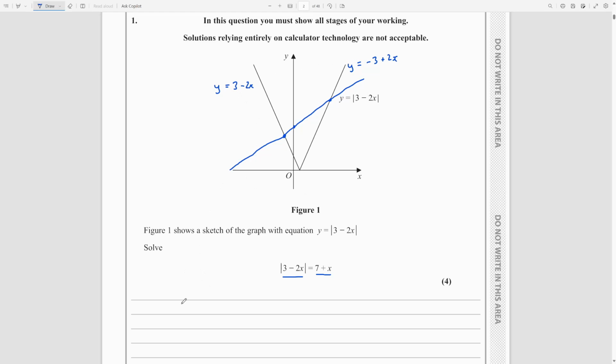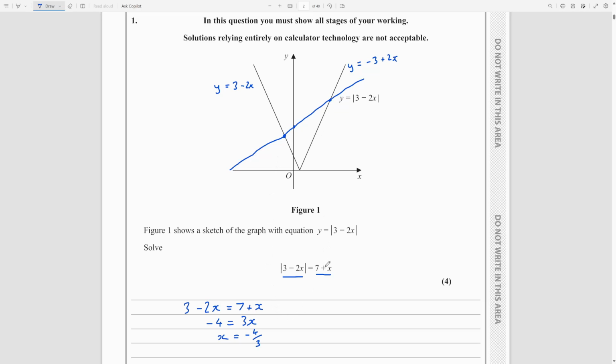So this one over here will be where 3 minus 2x equals 7 plus x. I can add 2x to both sides, I can subtract 7 from both sides, and I get x equals minus 4/3. And that looks about right. I mean, looking is not proving, but at least I was expecting a negative answer there.